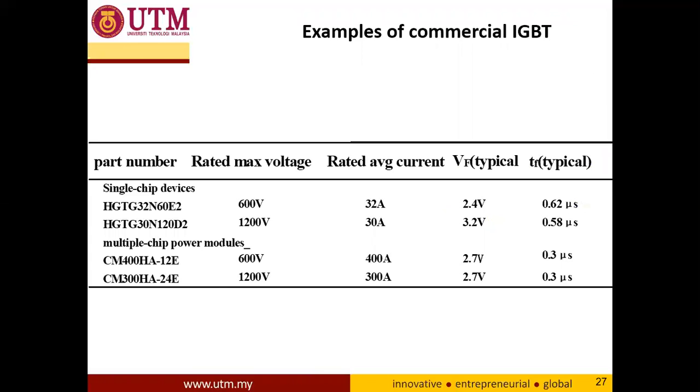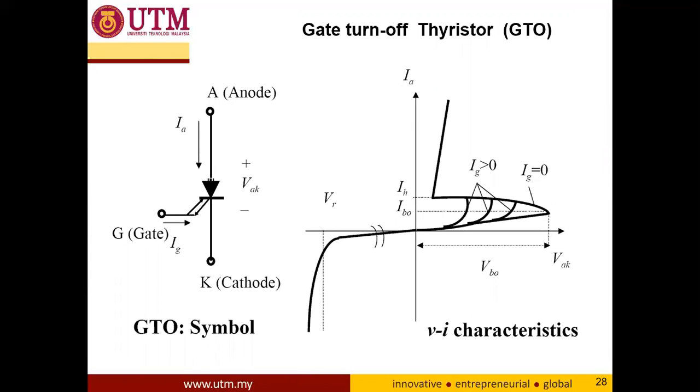So this is the example of a commercial IGBT. And another one is the gate turn-off thyristor. The symbol is like a thyristor here. As you can see here, we have anode, cathode, and a gate. So this is a current control device. The characteristic is similar to the SCR, but the difference is that we can both turn on and turn off. We have two ways: we can turn on and turn off.